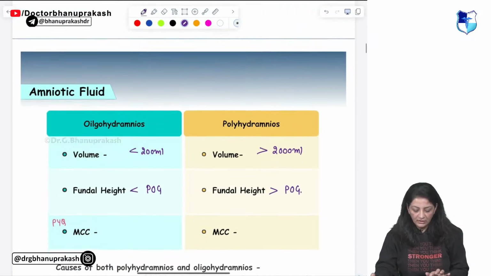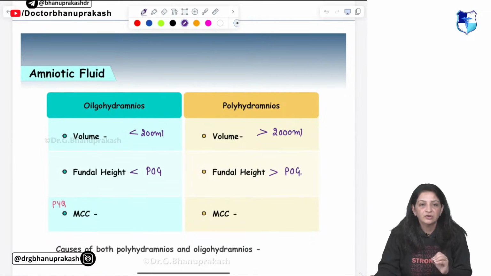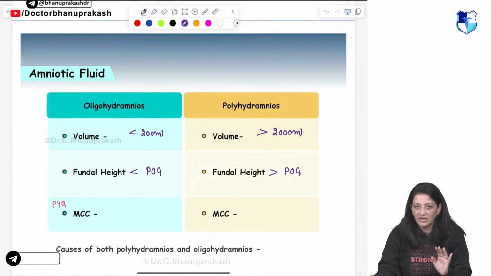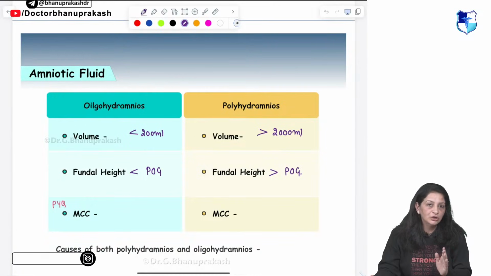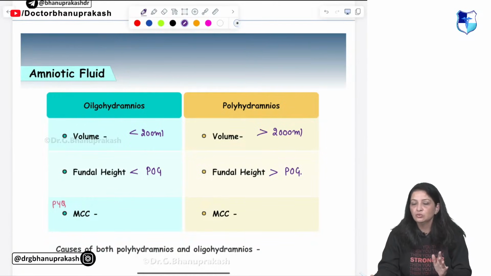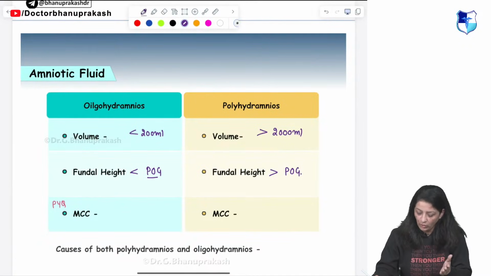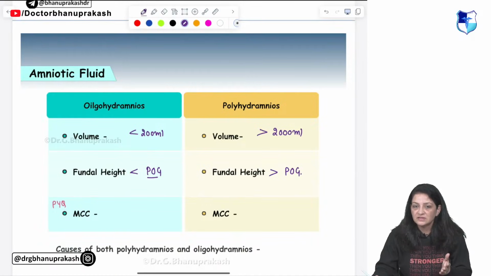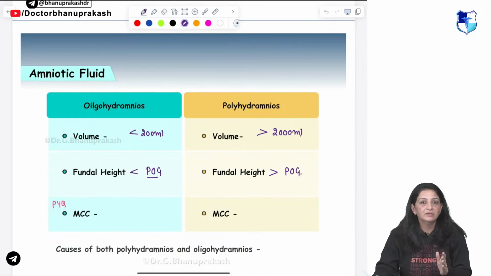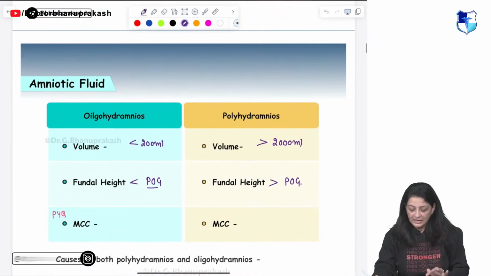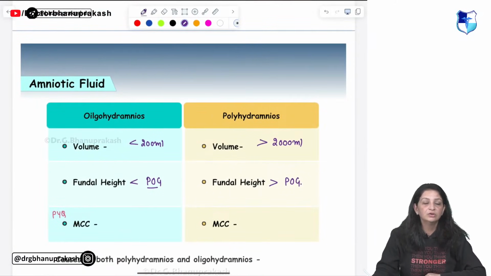So we can diagnose oligohydramnios if AFI is less than 5 centimeters, single deep pocket less than 2 centimeters, volume less than 200 ml, and height of the uterus less than period of gestation. POG means period of gestation. Or in poly, AFI more than 25 centimeters, single deep pocket more than 8 centimeters, volume more than 2000 ml, and height of the uterus more than period of gestation.